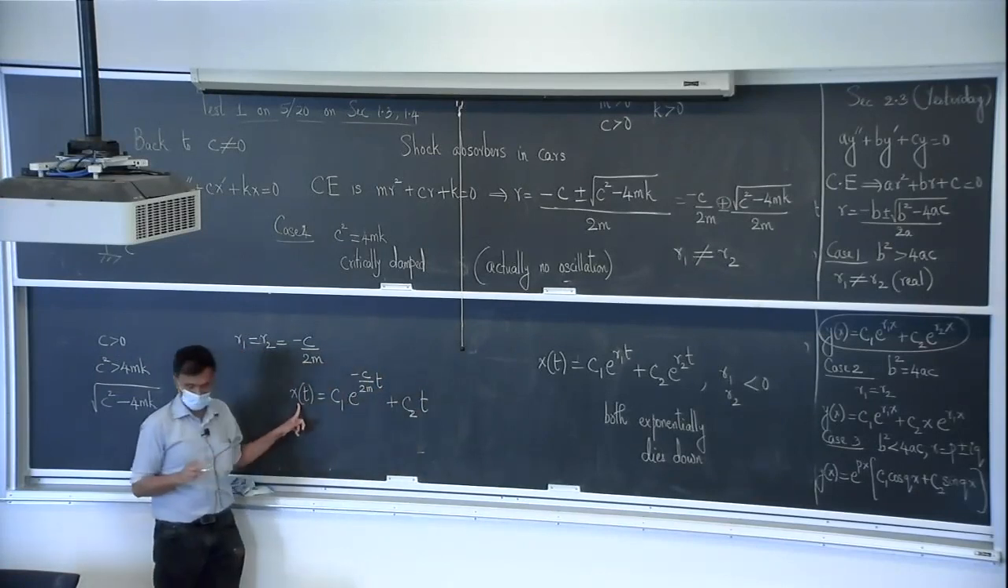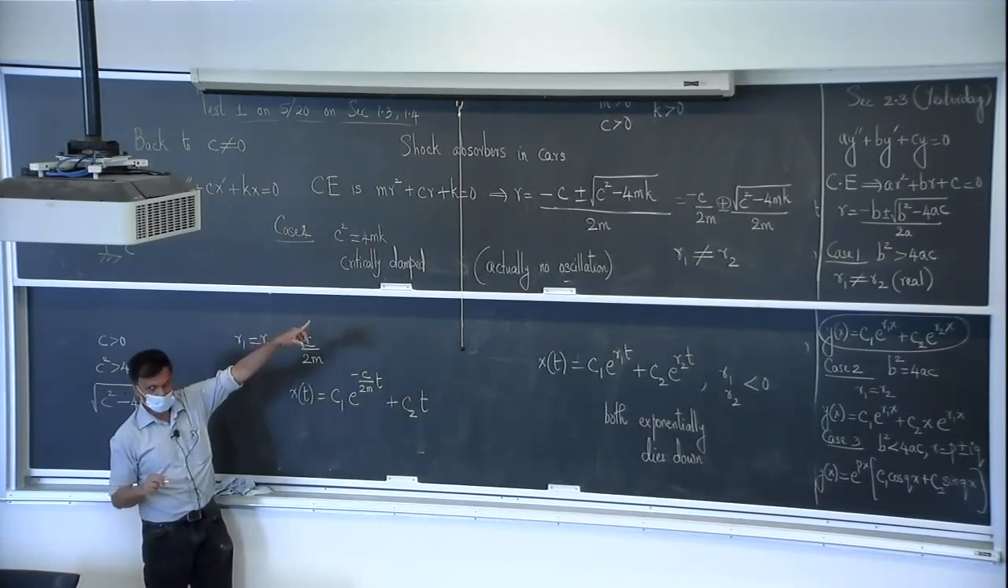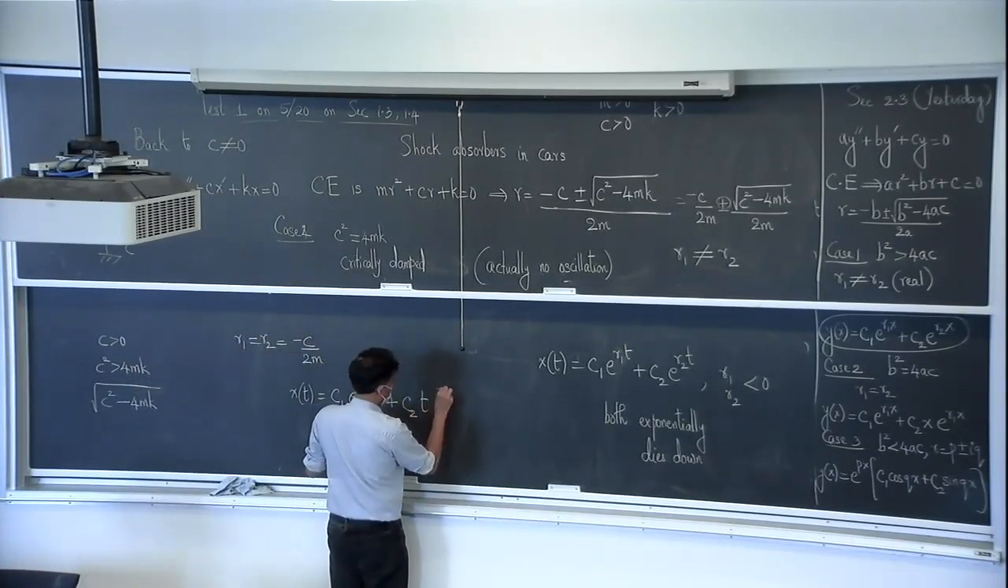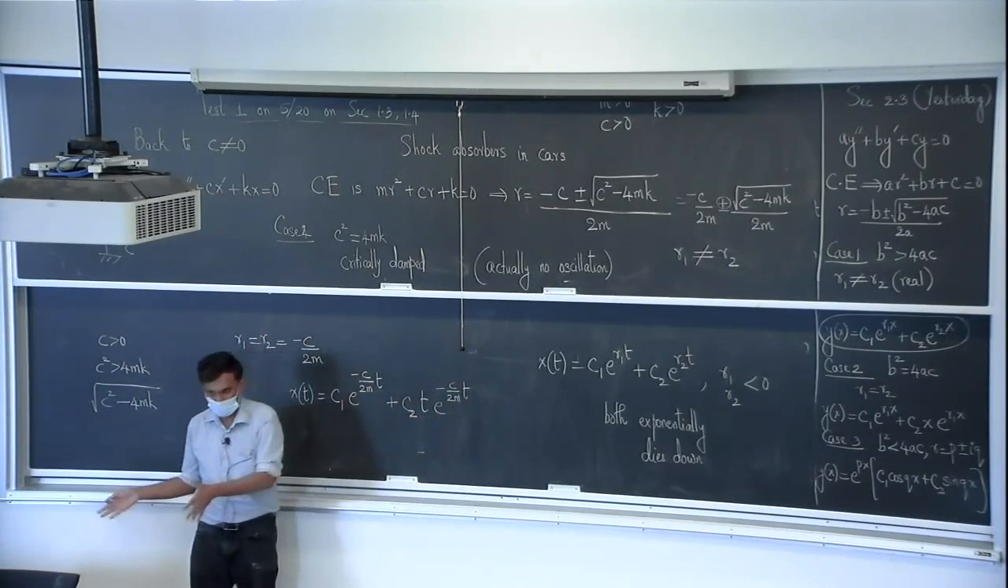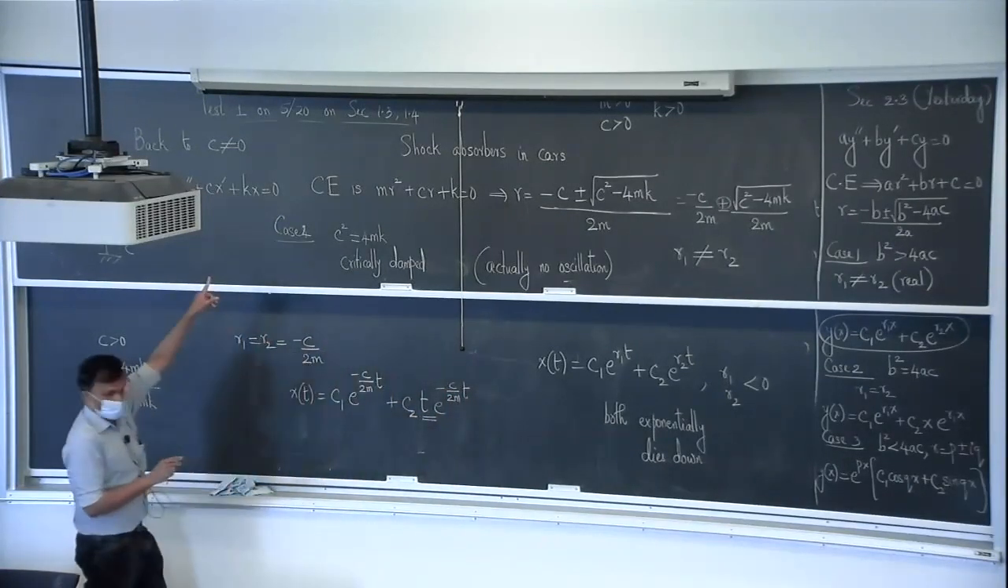Okay, you're writing x as the dependent variable here. So you're multiplying a t to get rid of the repeated root. So C2t times e to the power of negative c over 2m times t. So as t goes to infinity, both these terms are still going to 0. Okay, but this thing is a much stronger killing than the first one.